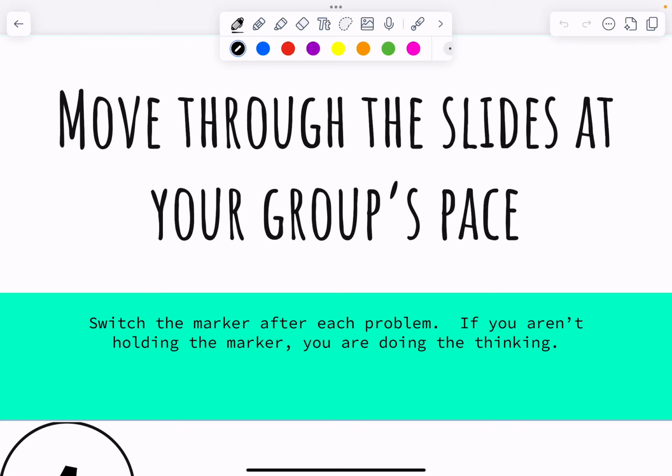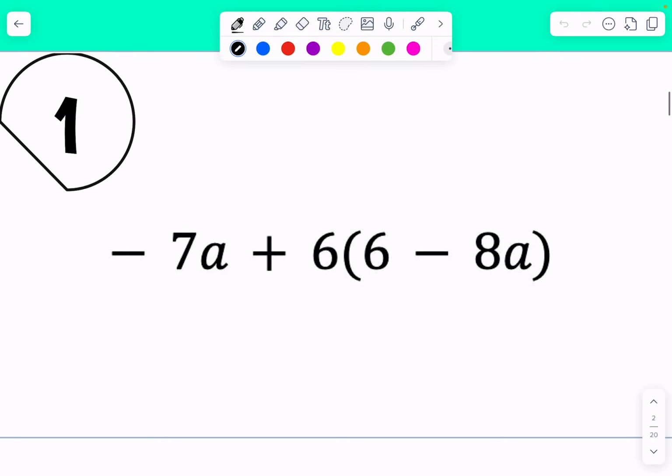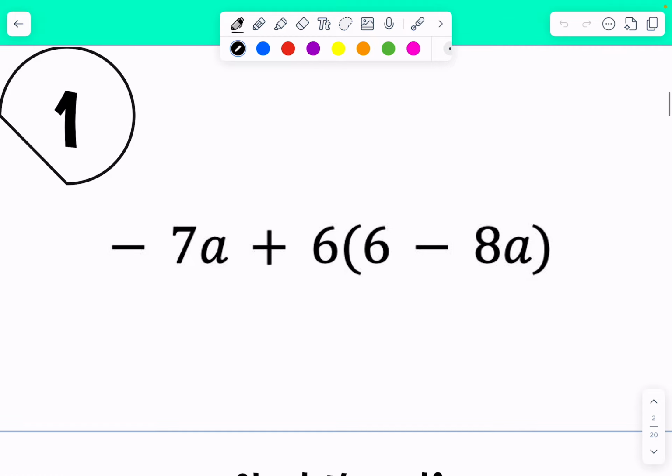Good morning, seventh graders. We are going to continue working through the distributive property and combining like terms. So we'll be simplifying algebraic expressions by doing both of those things. And then we're also going to look at some problems where we might need to distribute more than once.